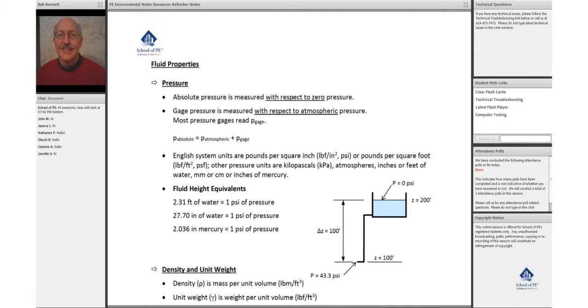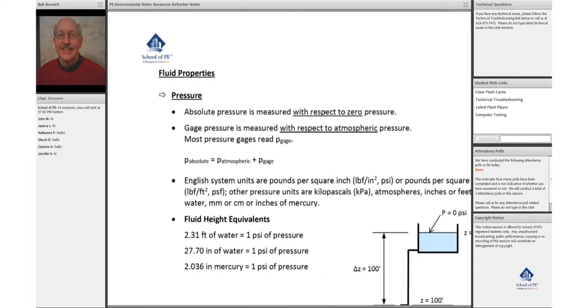So the pressure, there are several terms. Bring this up a little bit so we can see it. Okay, absolute pressure is measured with respect to zero pressure. Gauge pressure is what's going to be used in the exam, unless they just say what would be the absolute pressure. It would be the gauge pressure plus atmospheric pressure.